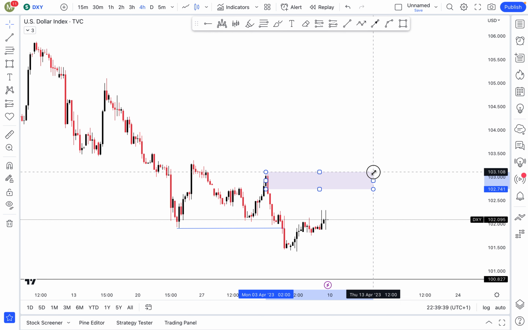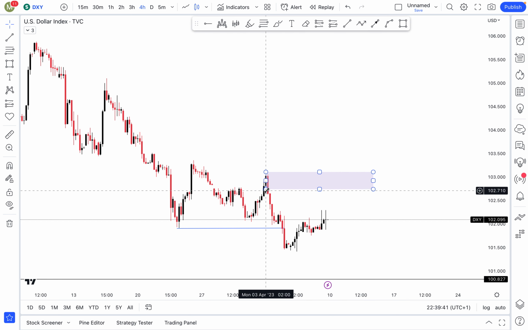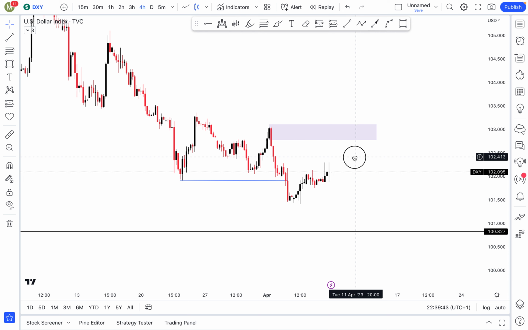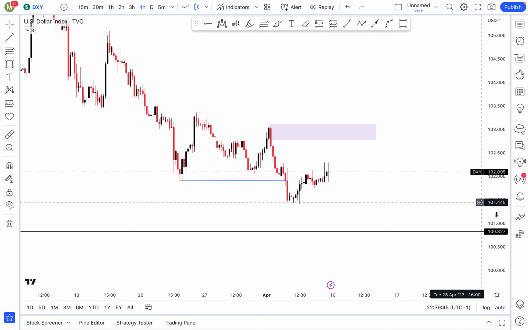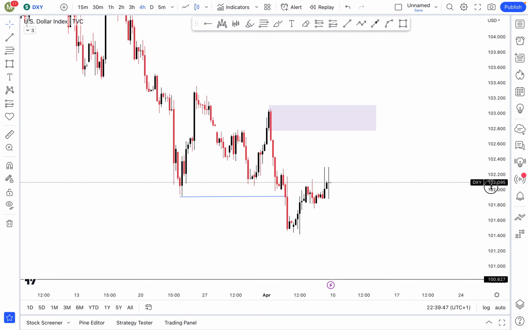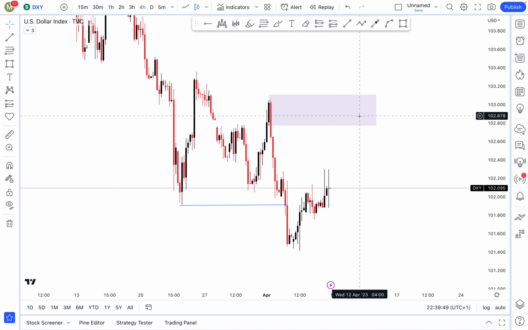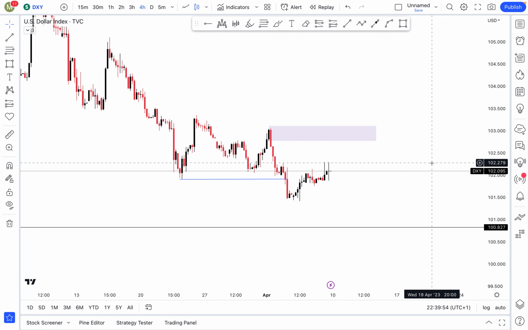Tap into this supply zone, the premium zone, because currently price is around equilibrium. Yeah, price around equilibrium, and from all indication we can see the presence of buyers in the market. Price might push up here before dropping to the downside. That's the 4 hours time frame. So I can switch to the 1 hour time frame now.